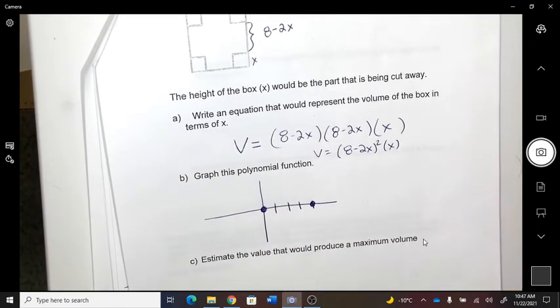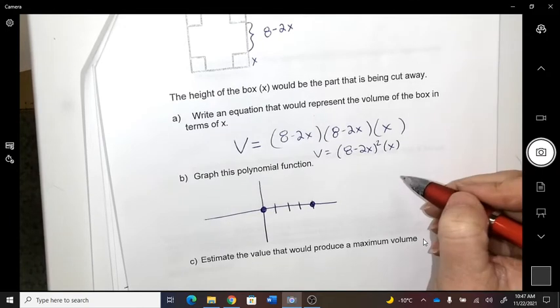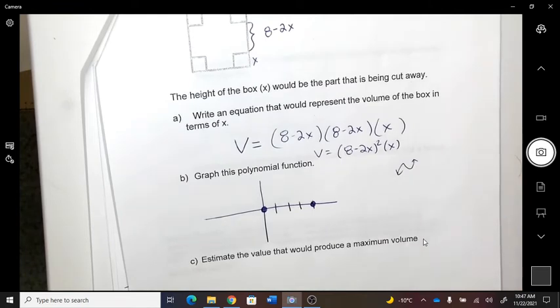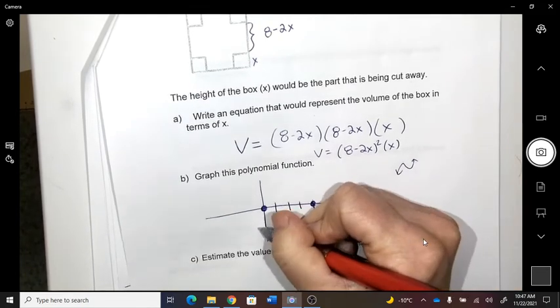And what is this shape? An n. It's a cubic, because volume is cubed, cubic. And we said we were going to bounce here.